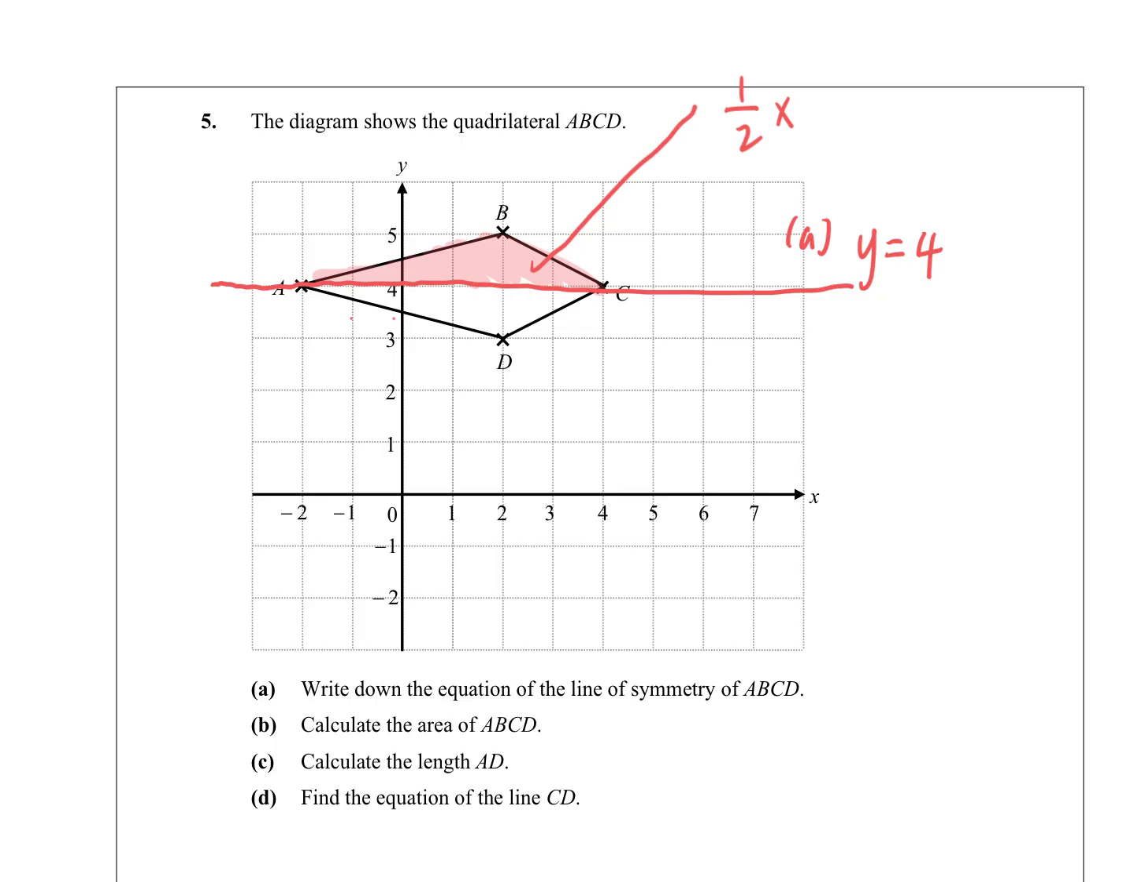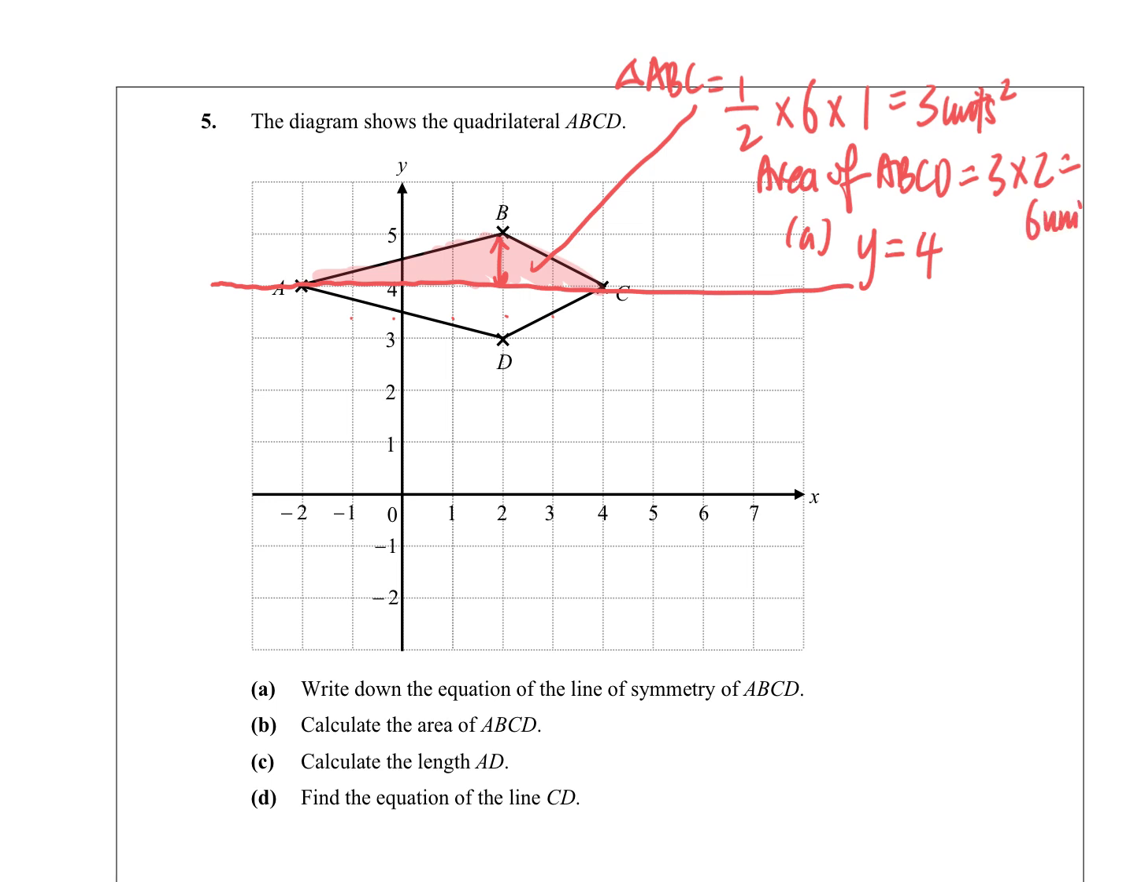You go and count 1, 2, 3, 4, 5, 6 units. And then the height is just 1 unit away. So this is half of it, which is triangle ABC. And then you just double it. Then you need 6 times 1. So area of the kite ABCD is just 3 times 2. So you just have to half it and then find it, then double it.